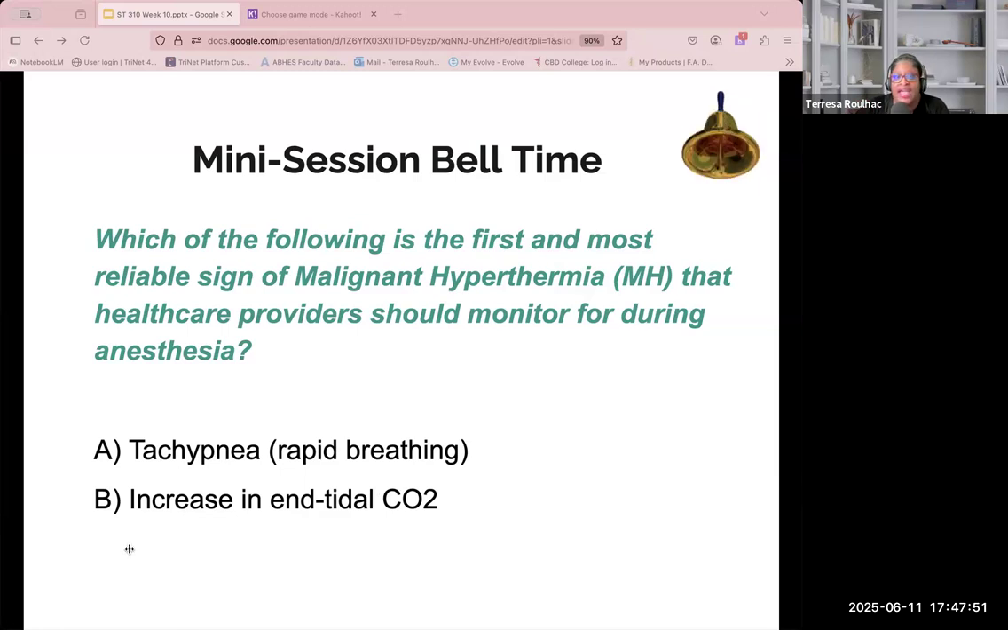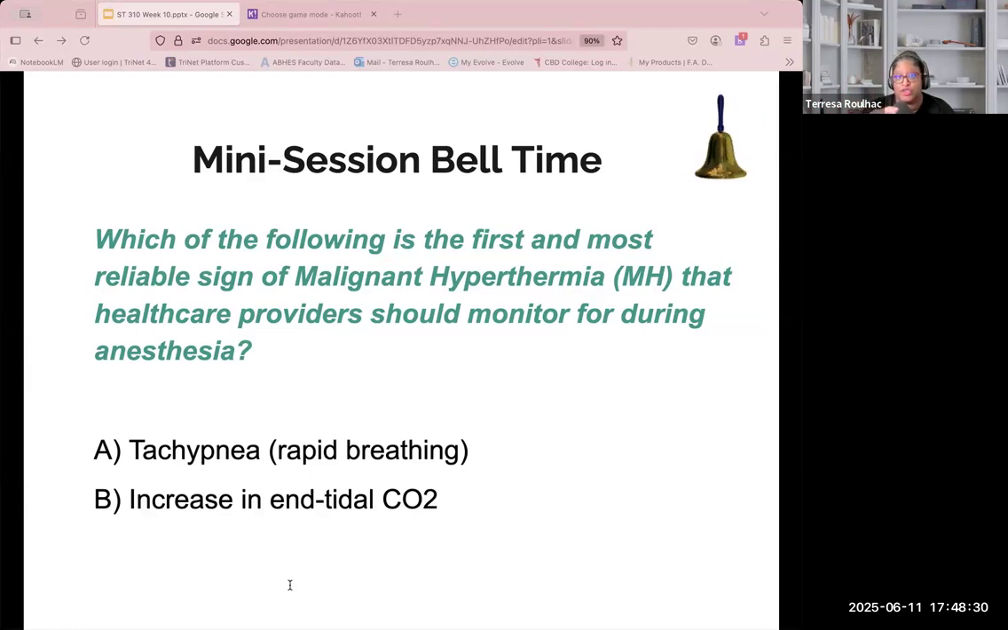Okay, so everyone has typed in tachypnea, which is rapid breathing. But I'm going to explain why that's not going to be the first thing we look at. Now, tachypnea is a sign of malignant hyperthermia. That is 100% correct. It occurs as the body attempts to eliminate all that extra CO2. Okay, you guys get where I'm going? So CO2 goes up first, then rapid breathing starts to get rid of the CO2.